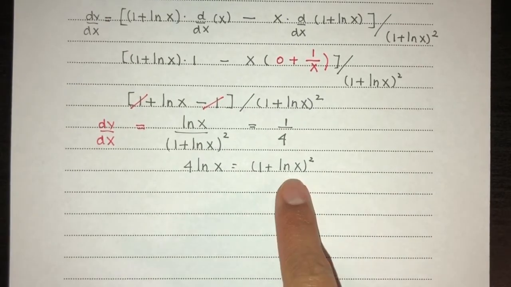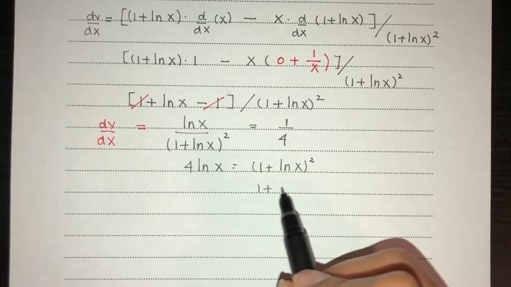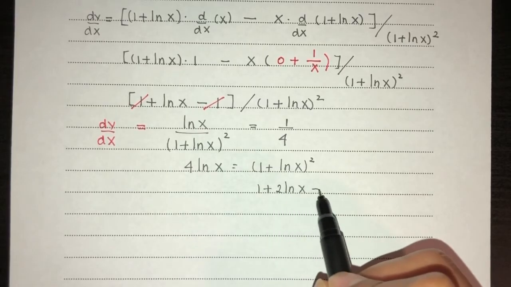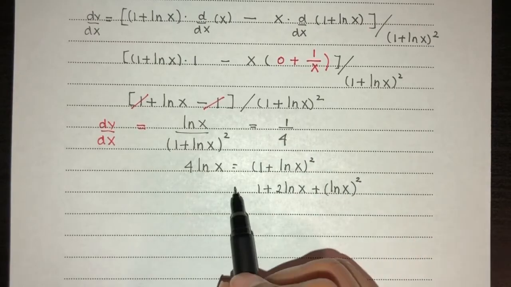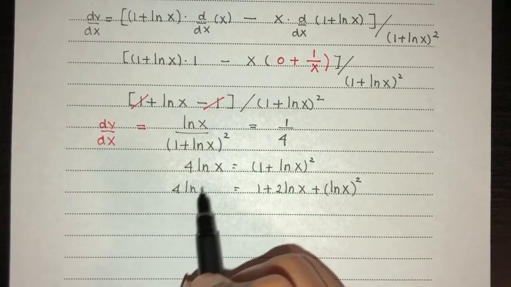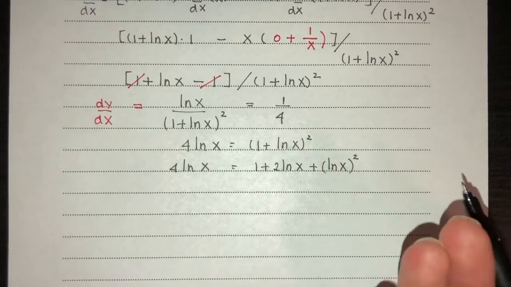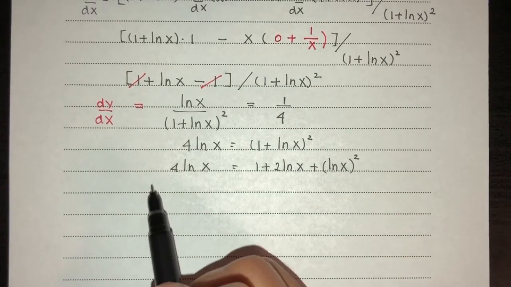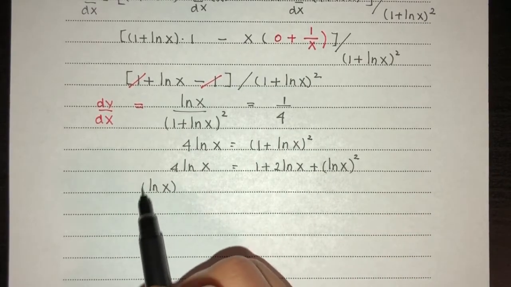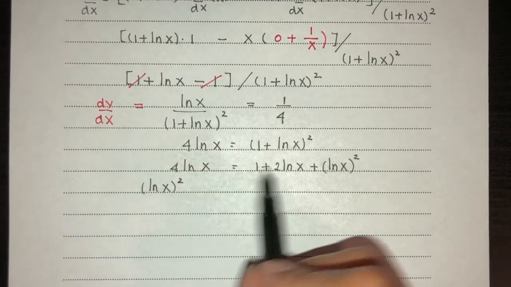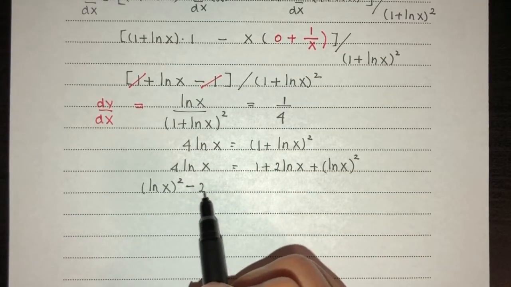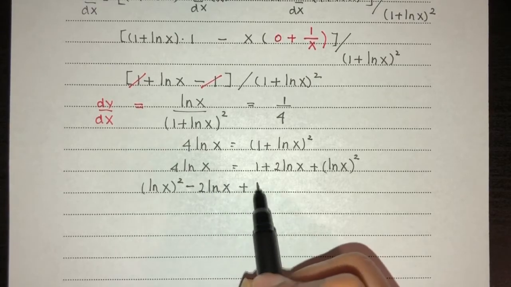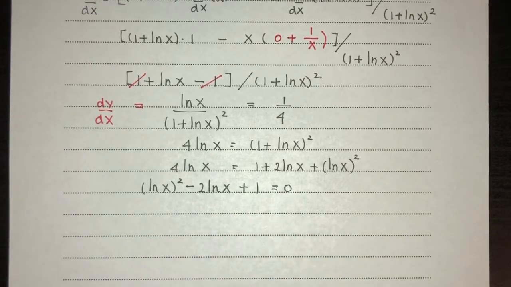Now we have to expand this right now. You will have 1 plus 2 ln x plus (ln x) squared, and this is equal to 4 ln x. Now send everything to one side. You will have (ln x) squared, and here we have plus 2, minus 4, so minus 2 ln x, plus 1 equal to 0.